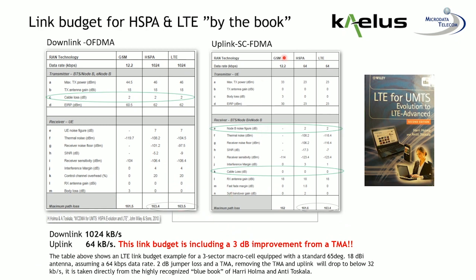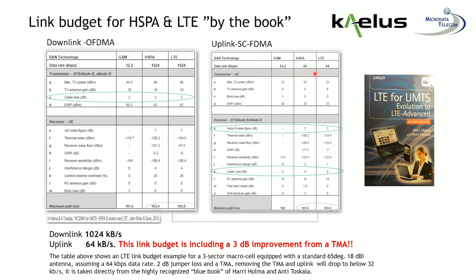If we now look at the uplink, Harri Holma and Antti Toskala use 64 kilobits for this balance calculation. And as we know, or as we will see, 64 kilobits is by far too slow to support the 1 megabit of the downlink. This is only 6%, and rule of thumb typically says 15% of the downlink is what you need in uplink.